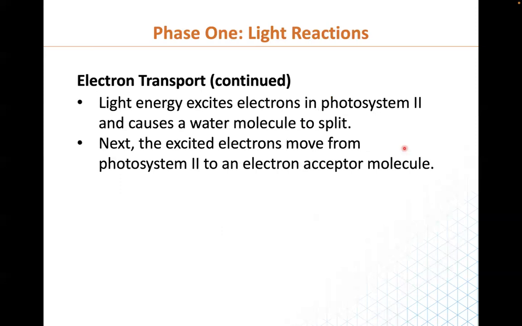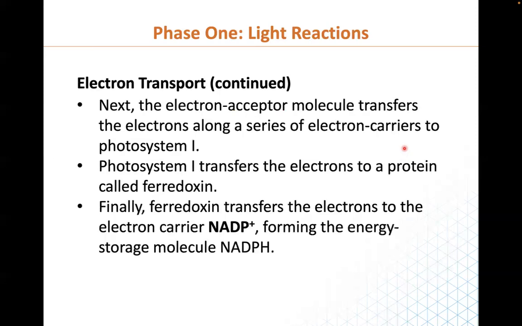So, electron transport: light energy excites electrons. If the light energy strikes the water molecule in photosystem 2, the water molecule gets split, and that would activate the electrons and make them very active. Next, the excited electrons will move from photosystem 2 to an electron acceptor molecule. These electron acceptor molecules would move the electrons from photosystem 2 to photosystem 1.